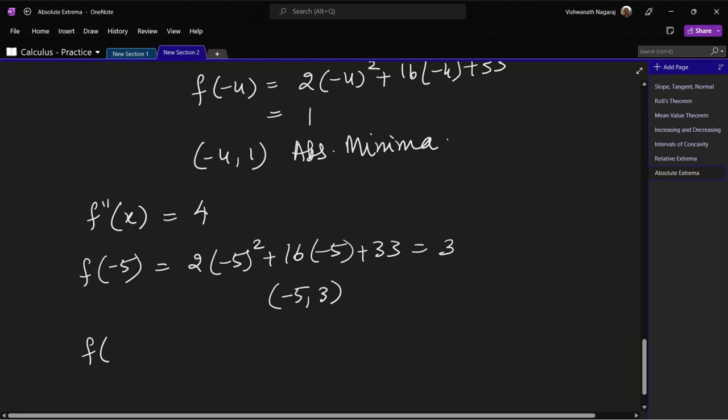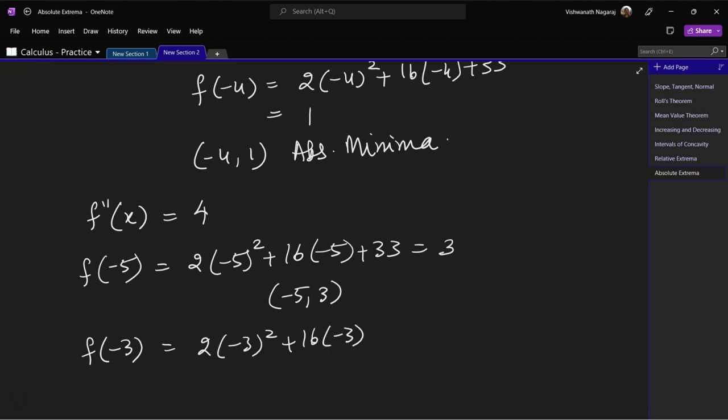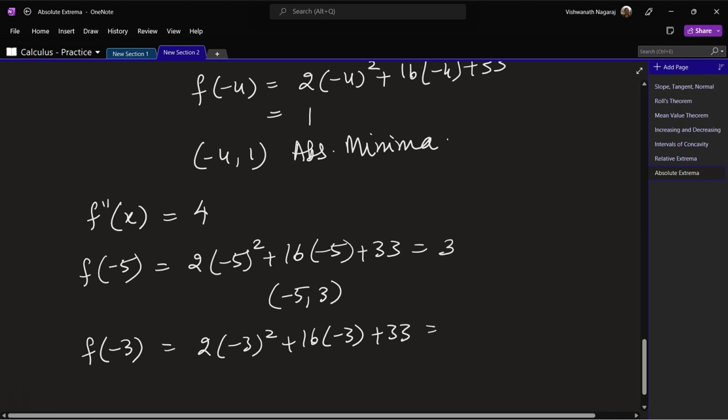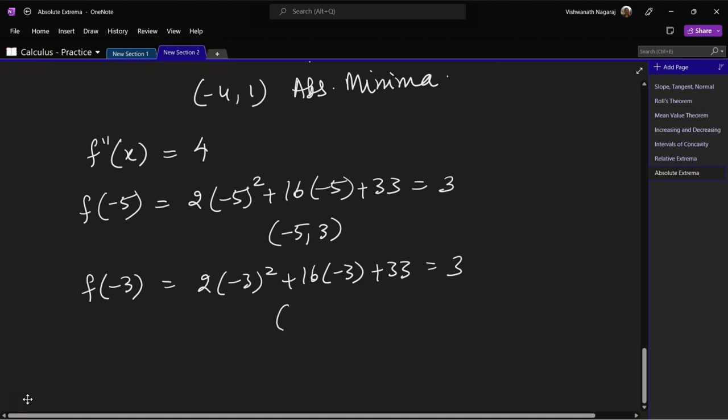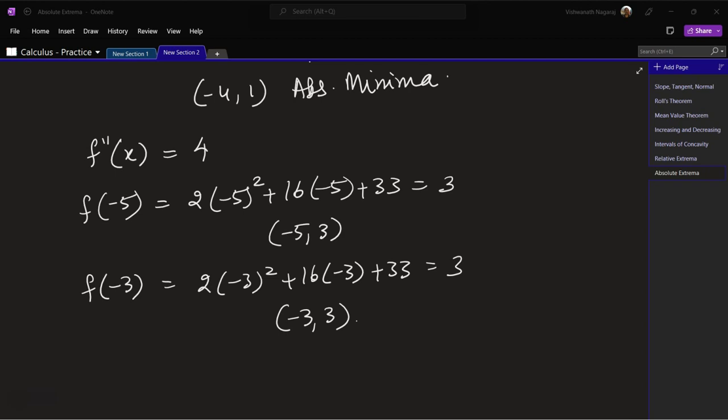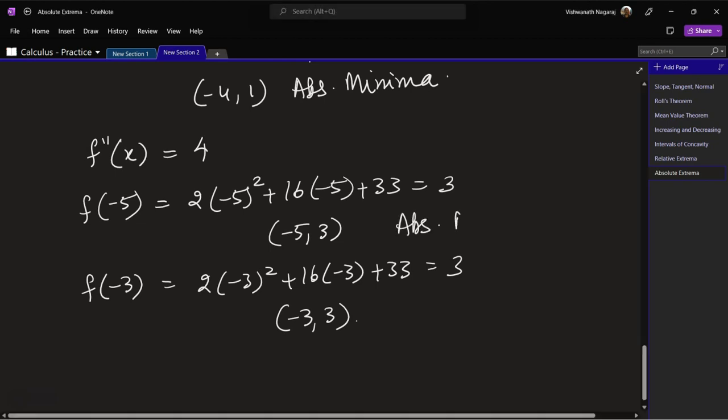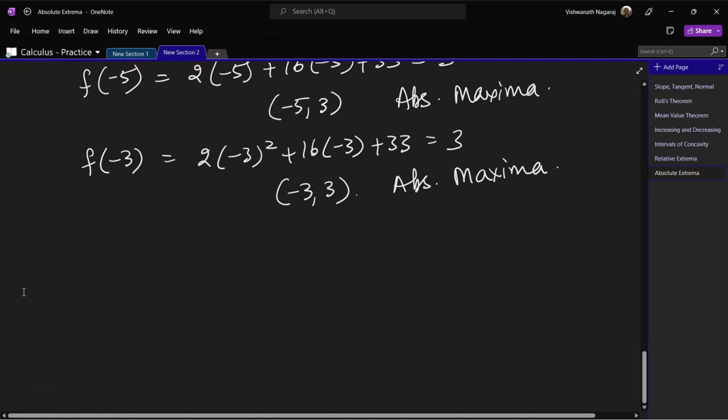Now, f of the other endpoint, which is minus 3. So, 2 times minus 3 square plus 16 times minus 3 plus 33. If we evaluate it, we get again 3. Okay. So, the point would be minus 3 comma 3. Since f of x for both these two points is same, that means both are absolute maximum.